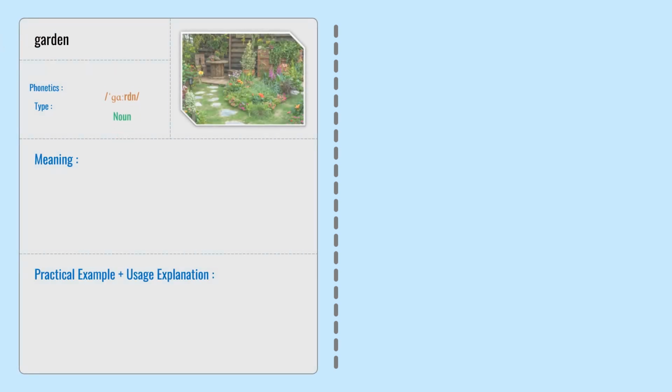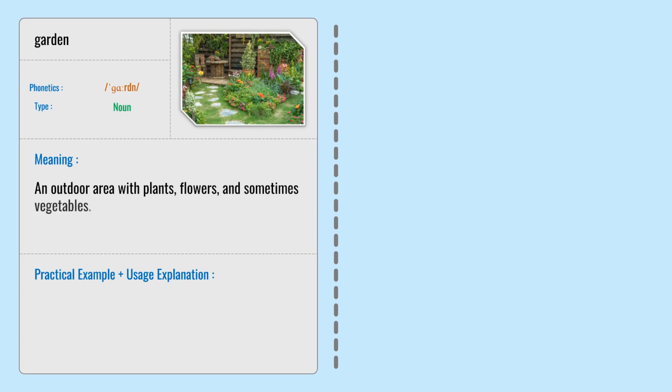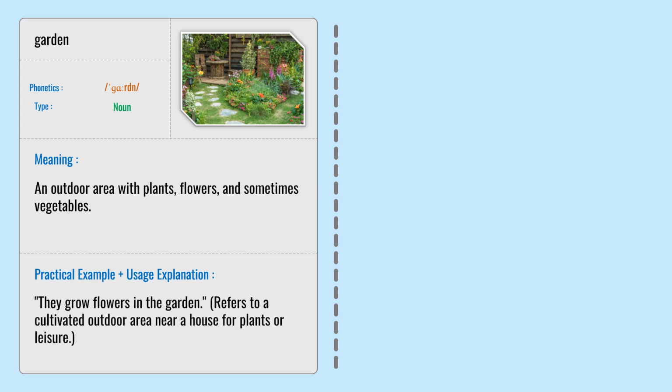Garden. An outdoor area with plants, flowers, and sometimes vegetables. They grow flowers in the garden. Refers to a cultivated outdoor area near a house for plants or leisure.